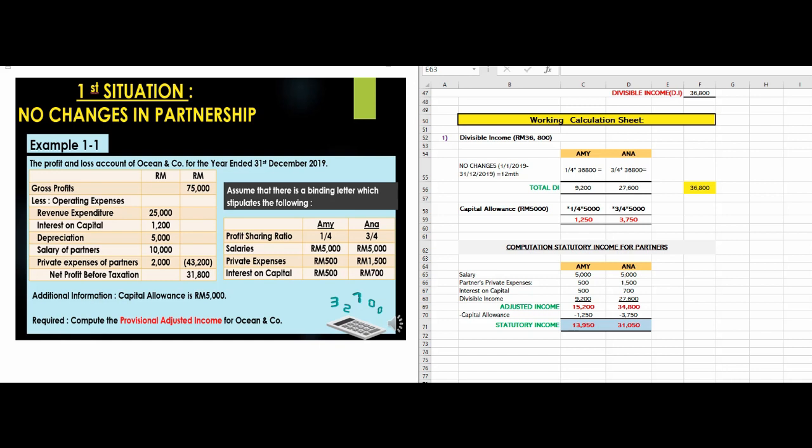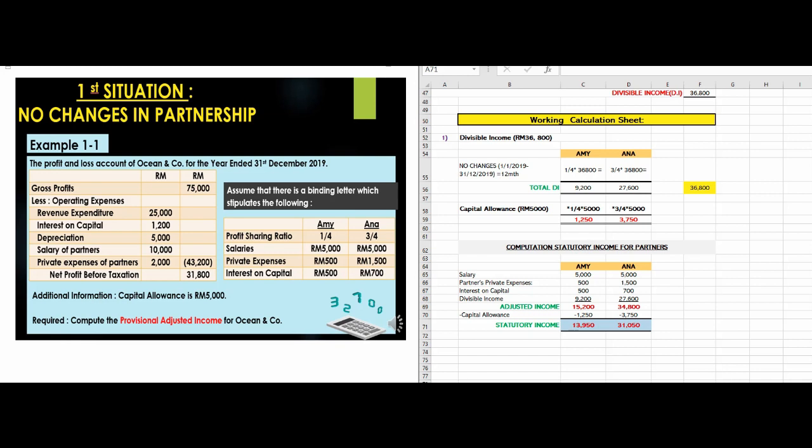Alright, as I've told you, the formatting of the working calculation sheet really depends on your lecturer and how they want you to present the working process. But the important thing is that the amount of statutory income should be the same however you put it up.